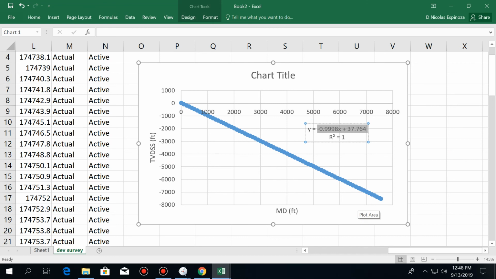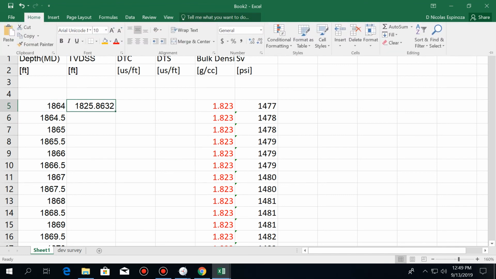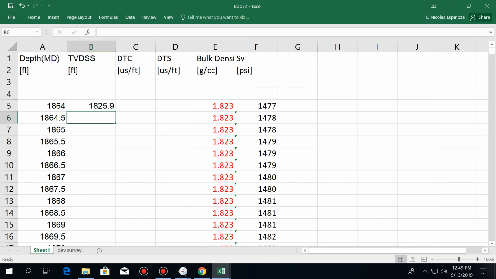Notice that these are negative values, so I'm going to have to add a negative in my equation. But I just copied that equation, and I'm going to put it here. And since that was a negative, the X now is MD, and that's my true vertical depth sub C. And it makes a lot of sense that that depth is less than the MD, right? Because the wellbore is going to deviate.